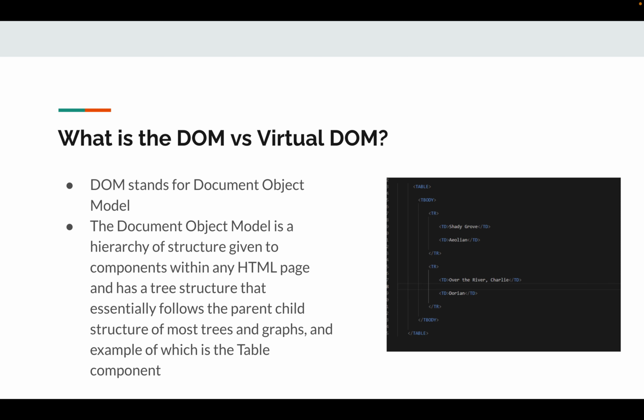For instance, one example at the right you can see here is the table structure. Table follows a parent-child relationship with the table having attributes such as table data and table row, which then have their own sub-attributes of text and content themselves. And all of these can be used with React.js.